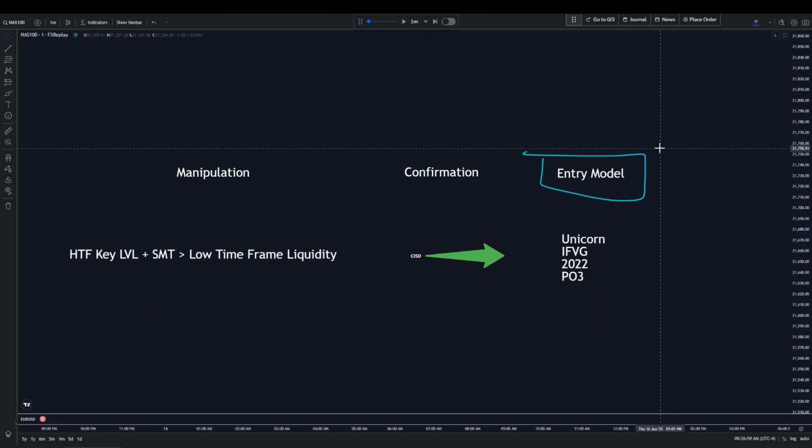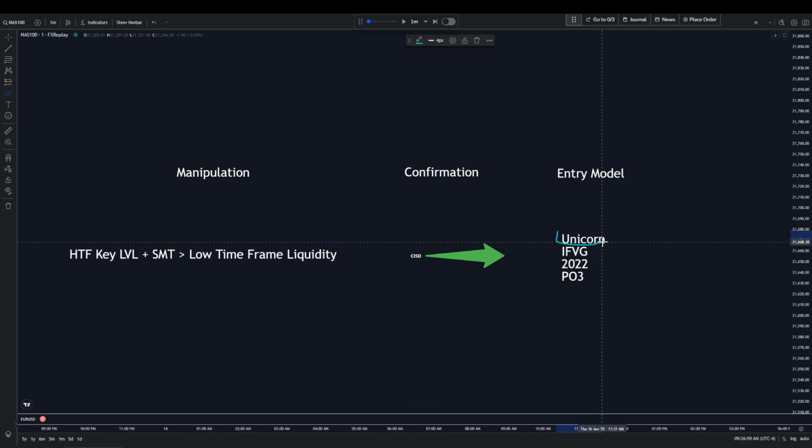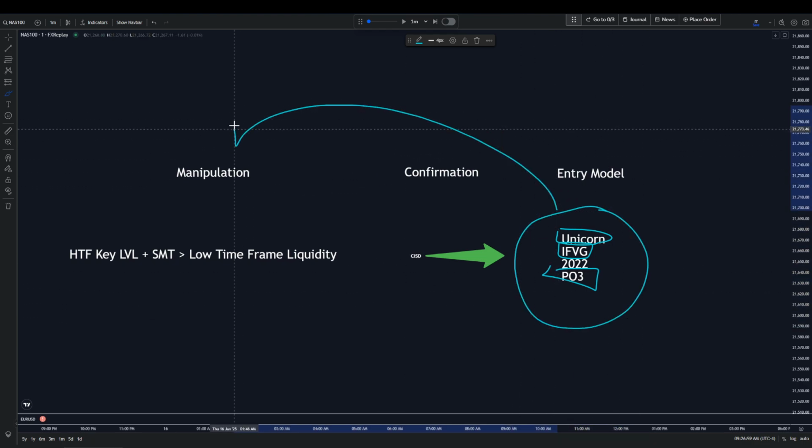And unfortunately, a lot of the trading educators you've seen, they really only seem to focus on how to trade a unicorn model, how to trade an IFEG, how to trade the PO3. They don't show any of the things that you need preceding these entry models to have the highest probability system in place that will grant you really high consistency in the long run, okay?